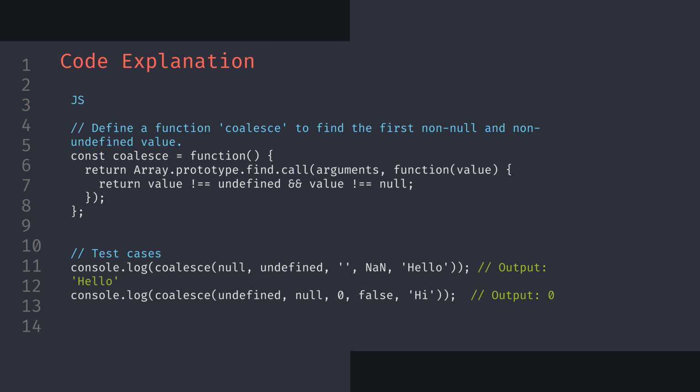This implementation uses Array.prototype.find to iterate through the arguments and locate the first value that is not null or undefined. This ensures that valid falsy values like 0 or false are correctly identified.